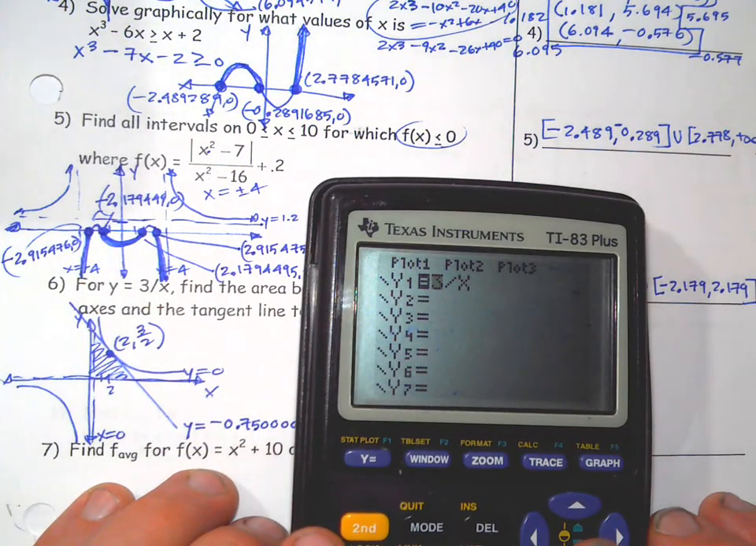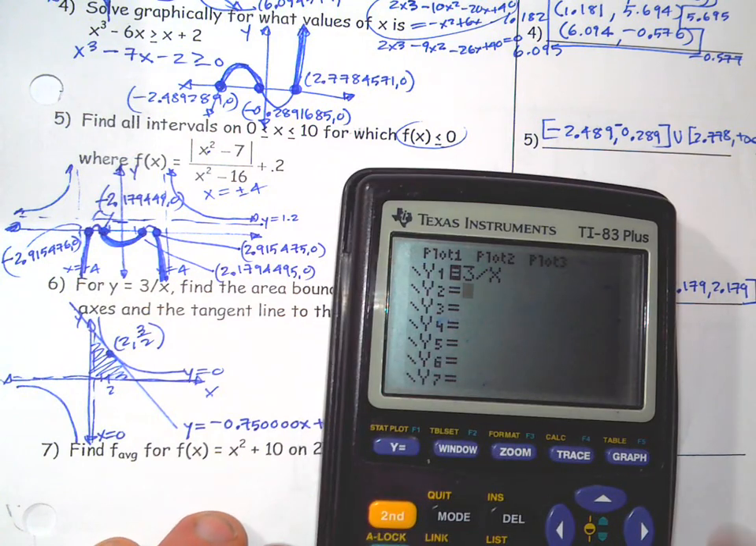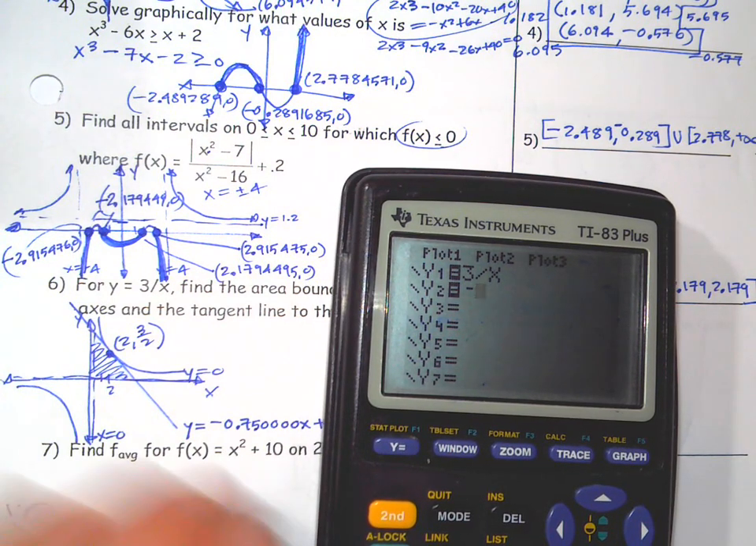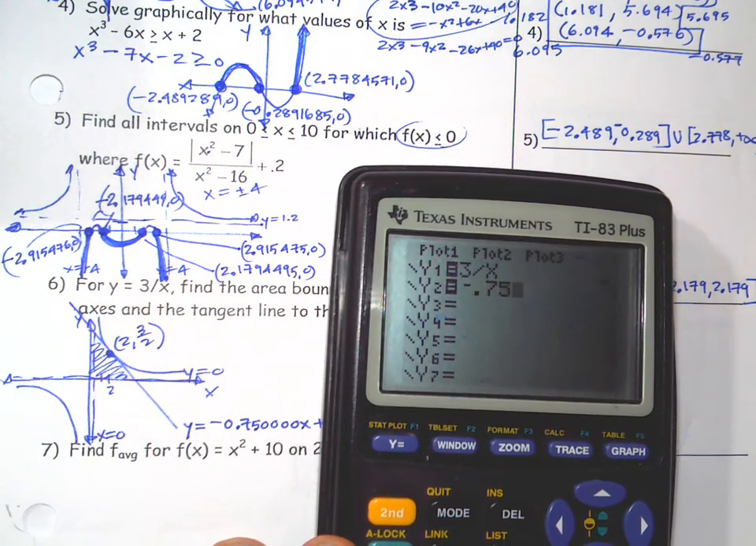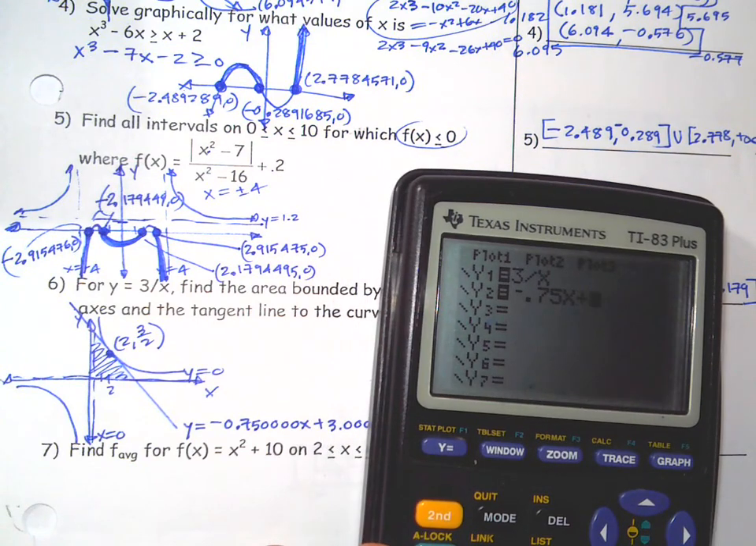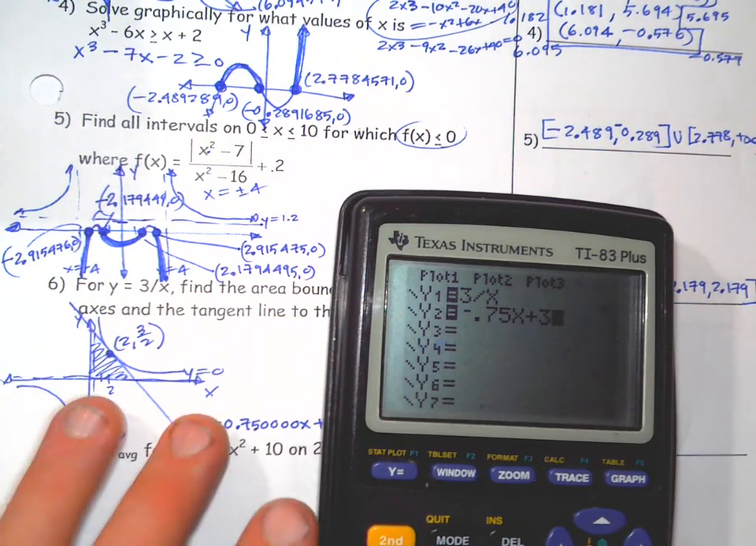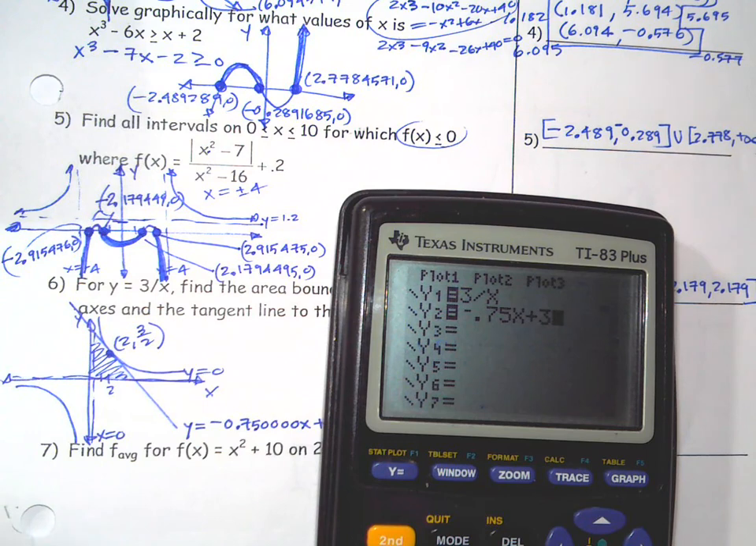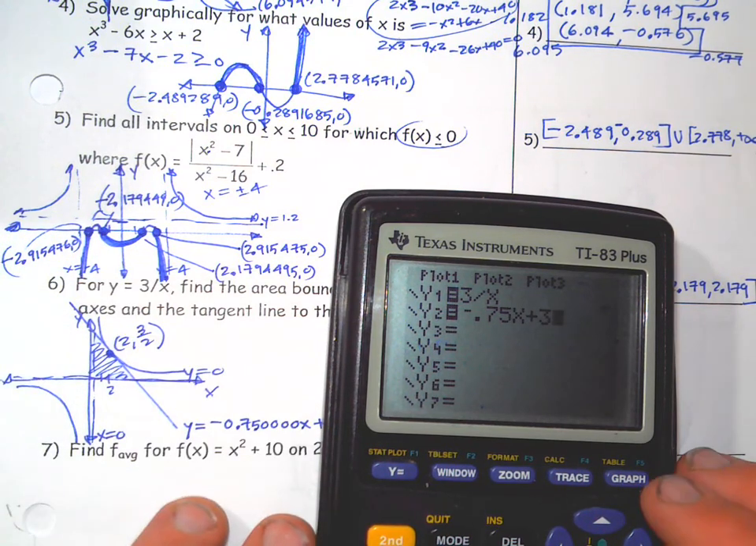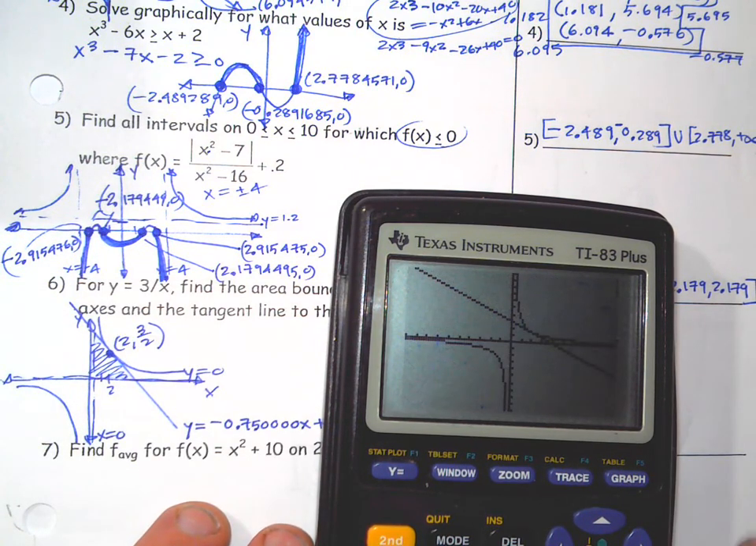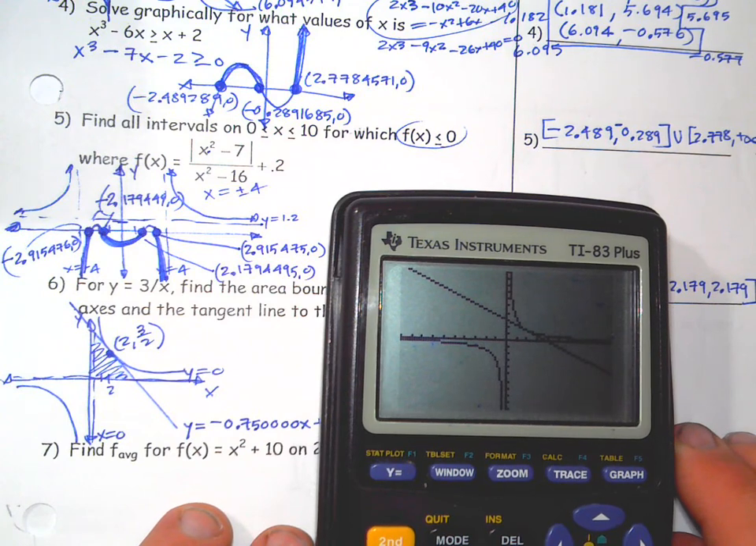Now, if you want to do math with this, which we might, you want to then enter it into your Y menu: negative, it should be a negative slope, by the way, right? 0.75x plus 3. I'm writing all the zeros here to communicate my desire for accuracy, but my calculator doesn't care. You graph it again. You're not going to see a difference, because it graphs right on top of the other graph.